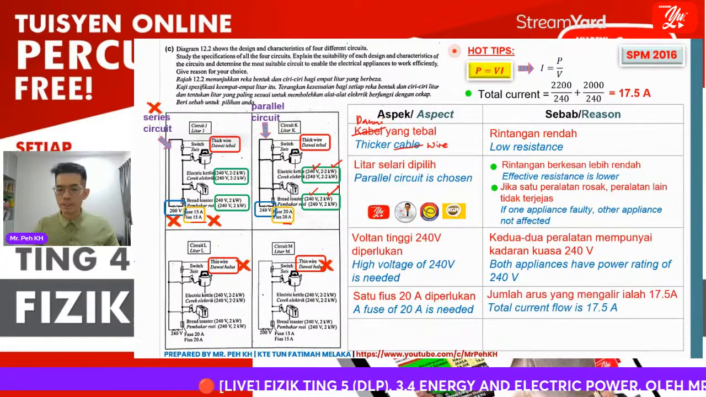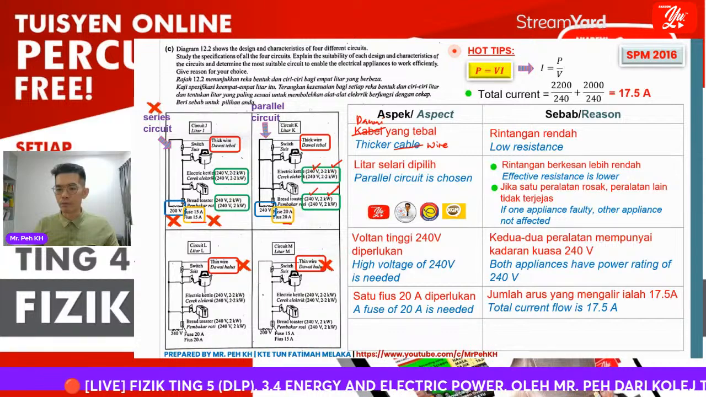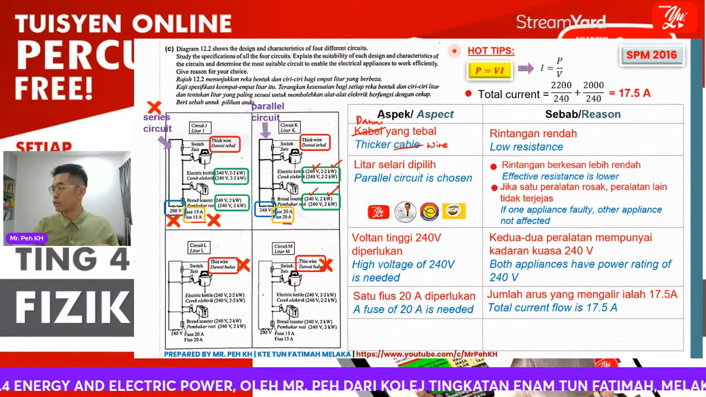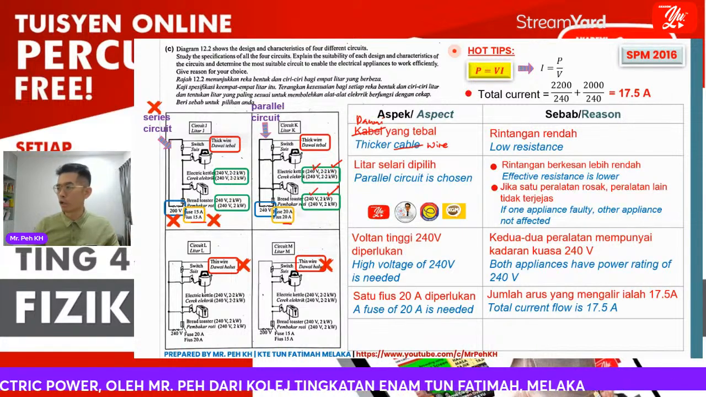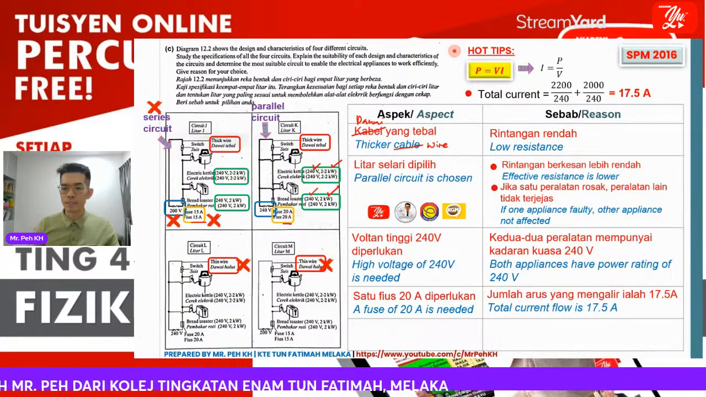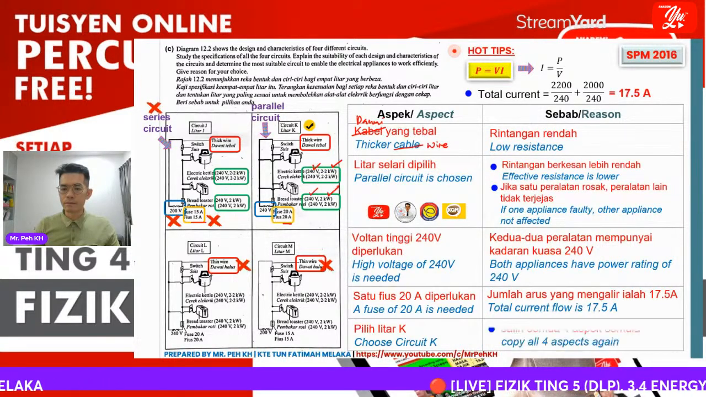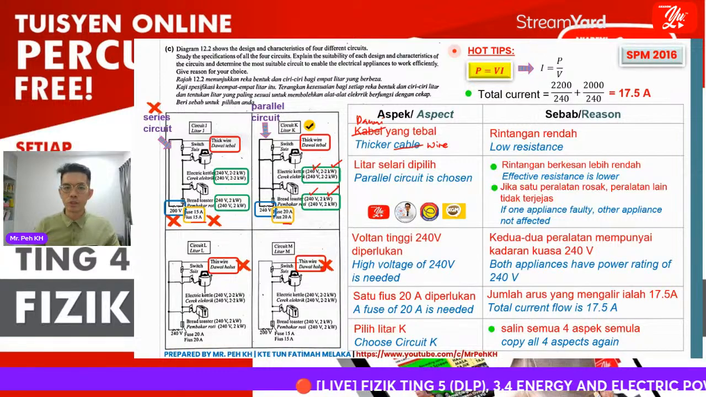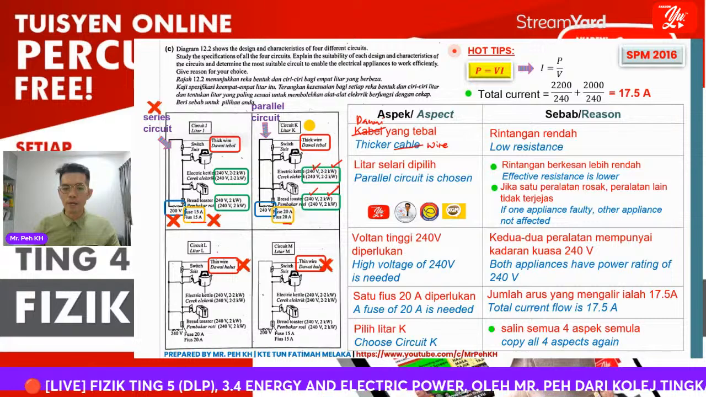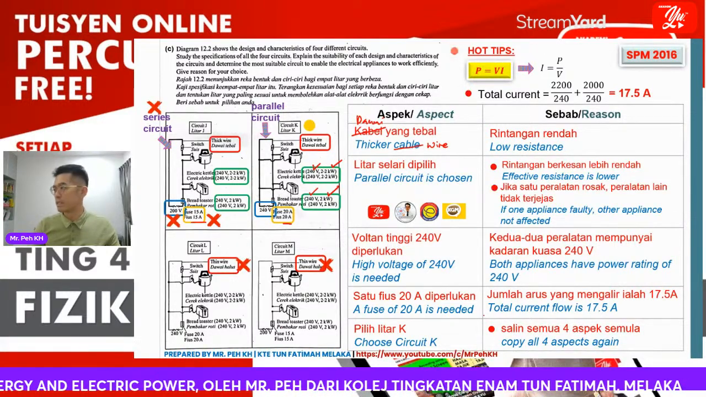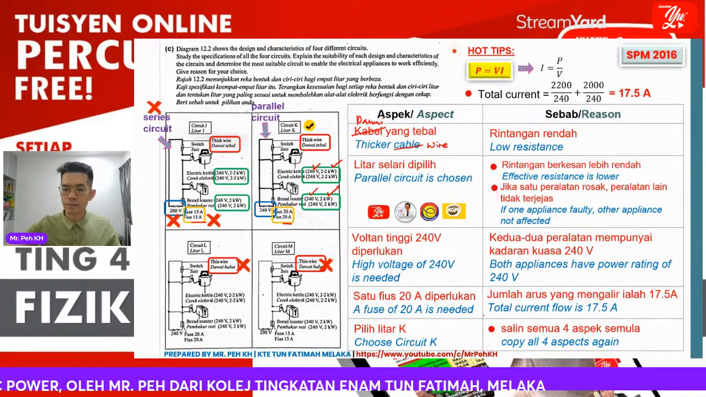Okay, so the reason here is very clear: the total current flow will be 17.5 ampere. You can also show your calculation in your answer here. So here we choose circuit K. Then you have to copy again: thicker cable will be used, parallel circuit is chosen, high voltage of 240 volt is needed, and a fuse of 20 ampere is needed for your marks number 10.